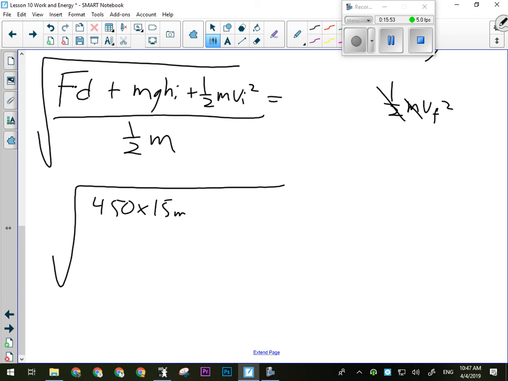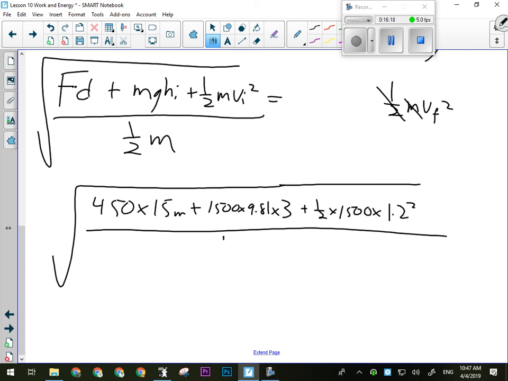Okay, and then I'm going to add to that the mass, which was 1,500 times 9.81 times 3 meters, because it was 3 meters higher initially, right? Plus 1/2 times 1,500 times 1.2 squared, divided by 1/2 times 1,500, all square rooted. That will give me VF.